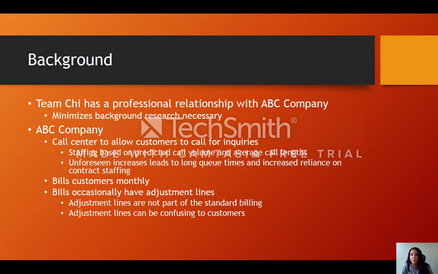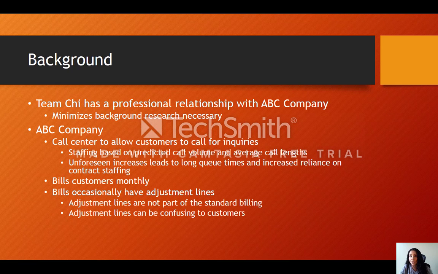A bit of contextual background regarding our project this semester. Team Chai did have a professional relationship with ABC Company, and so this minimized the background research that we had to do because we already had a lot of knowledge built up. ABC Company specifically has a call center that we focused on, and that call center allows customers to call in with inquiries. The staffing for that call center is based on a predictive model right now that does look at call volume and call length, but there have been a lot of unforeseen increases which have led to long queue times, or basically long wait times for the customer, and so they've had to increase their reliance on more expensive contract labor to help minimize the pressure on the call center.